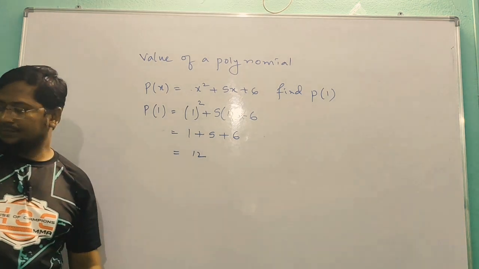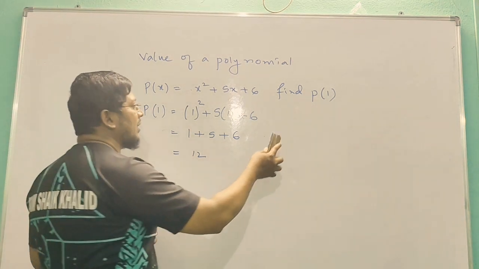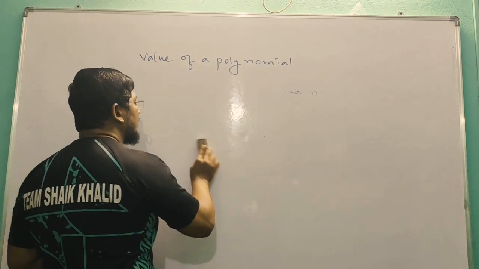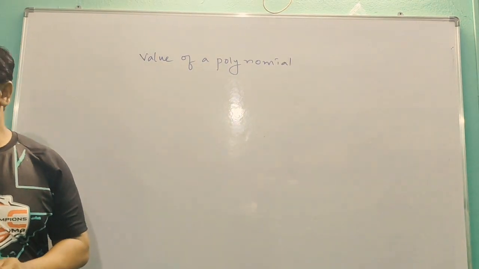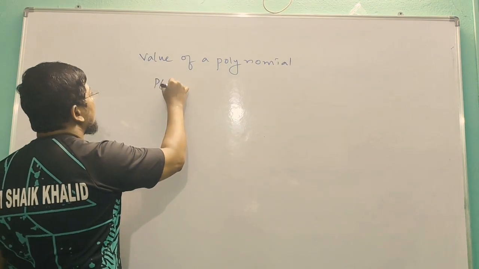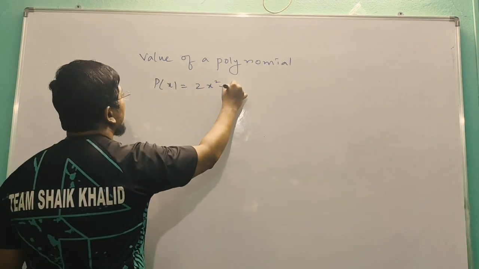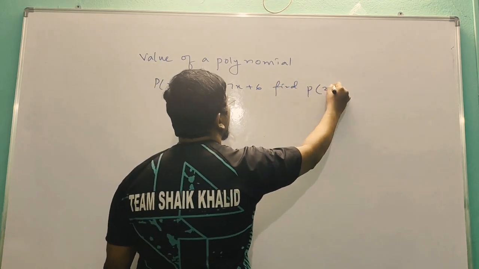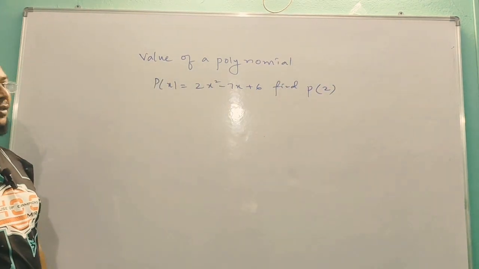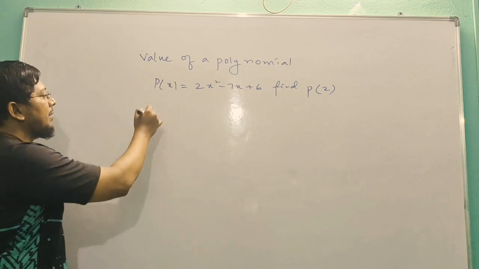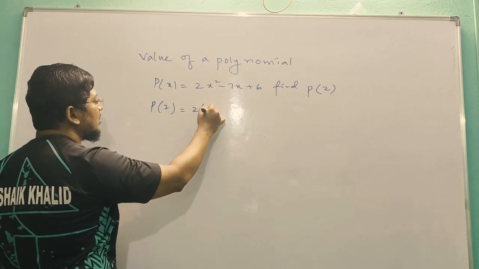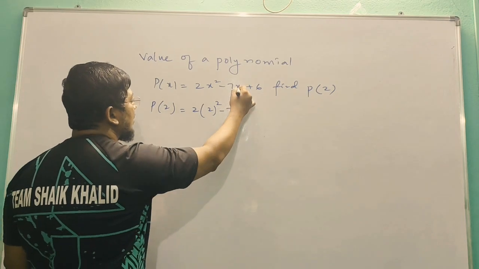Okay, next one. Similarly, we have to find the value of p of x is equal to 2x square minus 7x plus 6. Find p of 2. What is the value of p of 2? Same method, substitute 2 in place of x, in place of x 2 again, and here in place of x again.